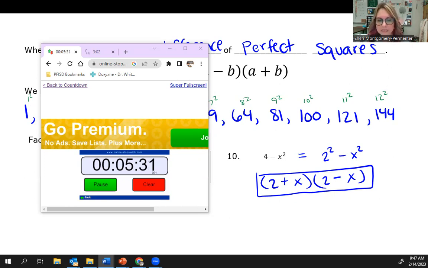You got 5 more minutes to finish up those problems. Make sure you have written work because you have to have that extra step where you write something squared minus something squared.